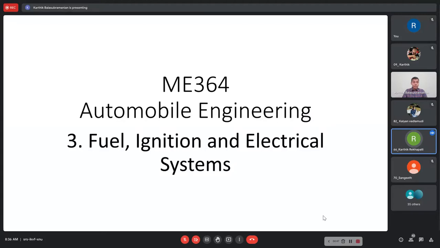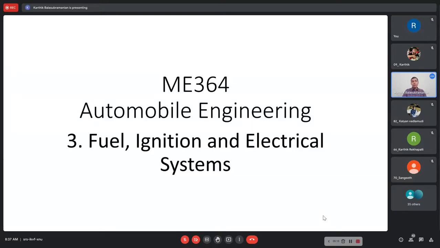How fuel is injected into the cylinder, the entire process from the tank to the cylinder. Yeah. How fuel is stored in the vehicle, and how the fuel is supplied to the cylinder, right? All that from the fuel tank storage till the supply into the cylinder, till it starts its combustion. Right, so that's the fuel system.